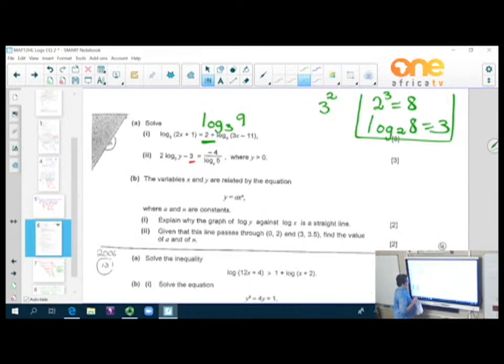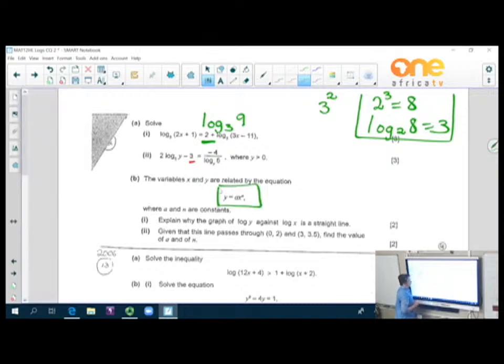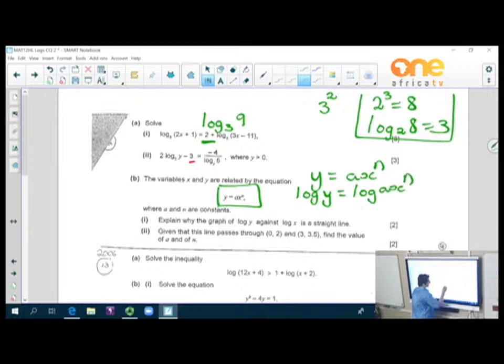Right, now we look at number B. The variables x and y are related by the equation y is equal to a x to the n. Can you see that x is the base? So that means both axes are logged. And they say we have to show that it is a straight line graph. So we're again going to do this, a x to the n. So I log both sides. Log y is equal to log a x to the n. Because I multiply, I add, so it will be log y equals log a plus n log x.